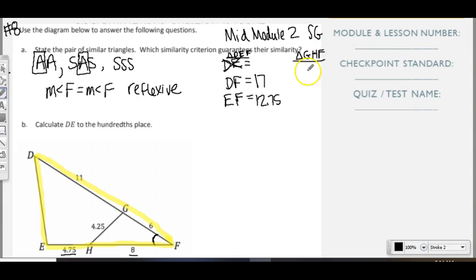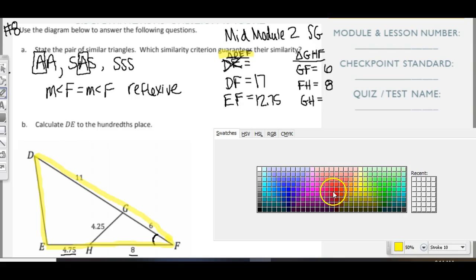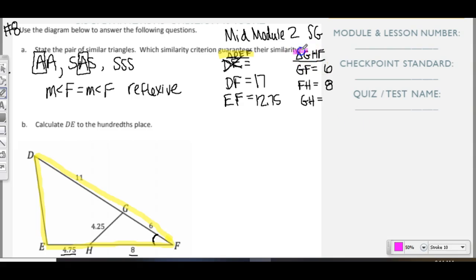Okay. So let's see, what is the length of GF? Just pull that right from the diagram. What's the length of GF? It's just 6. Very good. What's the length of FH? Just pull it right from the diagram. Is 8. And then GH, the last side of the little triangle. Let me highlight it so we can see what we're talking about here. The little triangle we'll do in pink.